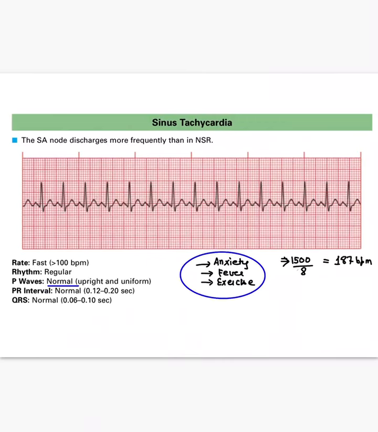Now when will it increase? Think, when is the heart rate increasing, guys? When we do exercise, when we have anxiety, when we have fever. So here the gaps are so small, only 8 small squares are there, that is 187 beats per minute. So it's very fast, more than 100, that is tachycardia.